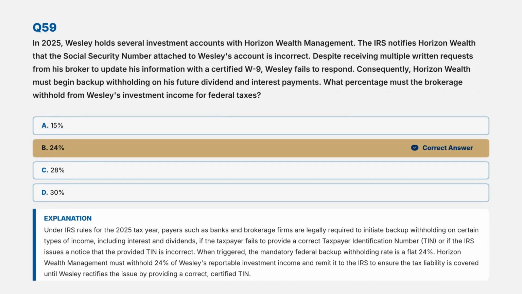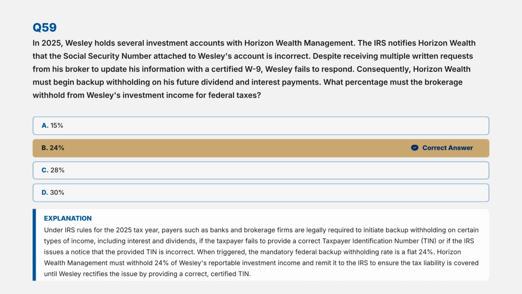The correct answer is B. 24%. Under IRS rules for the 2025 tax year, payers such as banks and brokerage firms are legally required to initiate backup withholding on certain types of income, including interest and dividends, if the taxpayer fails to provide a correct taxpayer identification number (TIN), or if the IRS issues a notice that the provided TIN is incorrect.